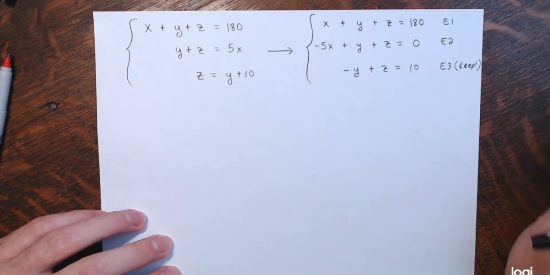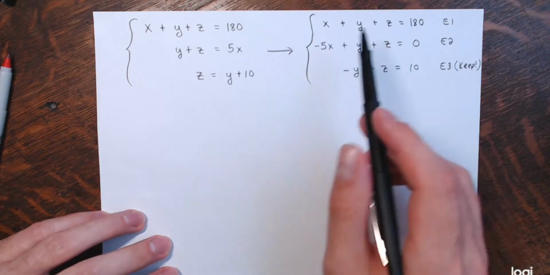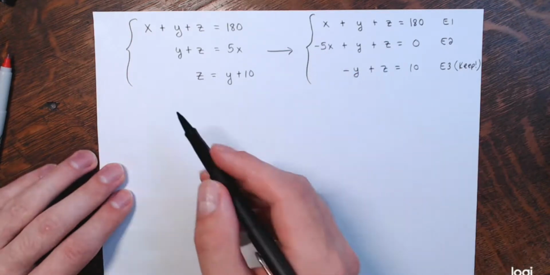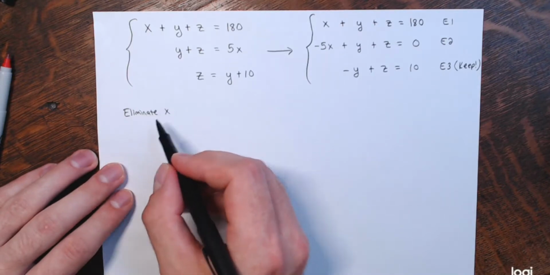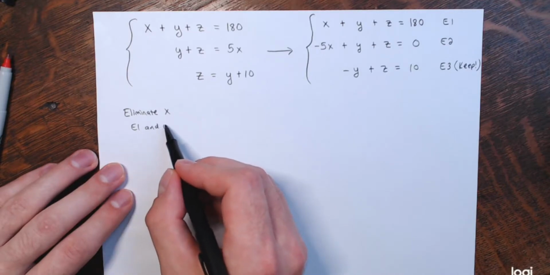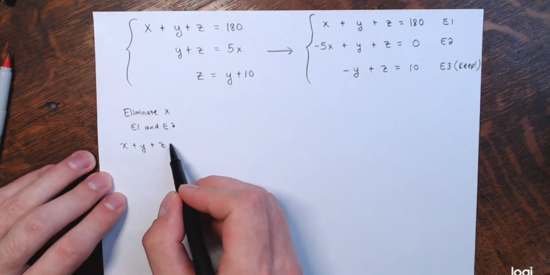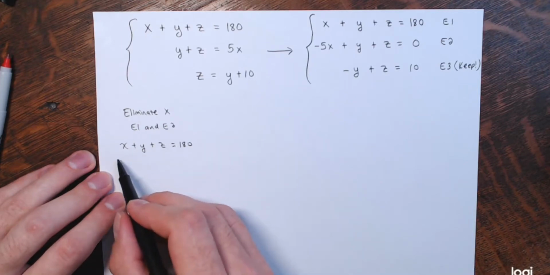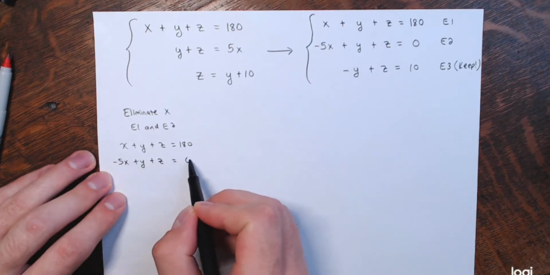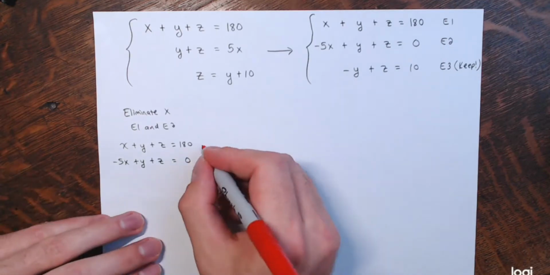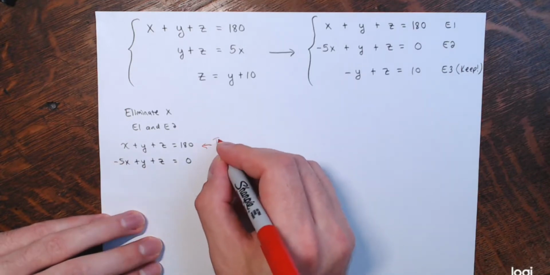So what I want to do now, just like I've been doing, is take the first two equations and eliminate x so that we create a second equation with y and z. So I'm going to eliminate x from equations 1 and 2. First equation, x plus y plus z equals 180. Second equation, negative 5x plus y plus z equals 0. I'm multiplying the first equation by 5 to get rid of the x's. That way I'll have 5x and negative 5x, right? Opposites.